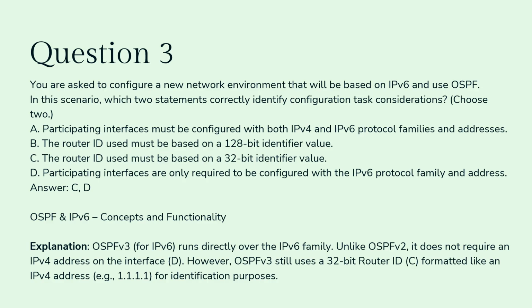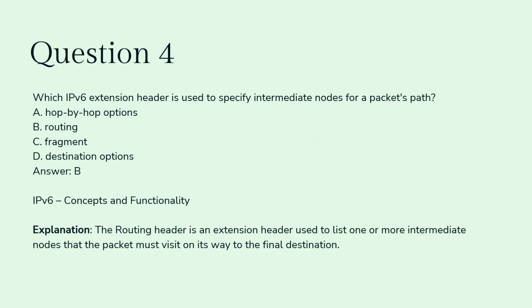1.1.1.1, for identification purposes. Which IPv6 extension header is used to specify intermediate nodes for a packet's path? A. Hop-by-hop options. B. Routing. C. Fragment. D. Destination options. Answer: B. IPv6 concepts and functionality. Explanation: the routing header is an extension header used to list one or more intermediate nodes that the packet must visit on its way to the final destination.